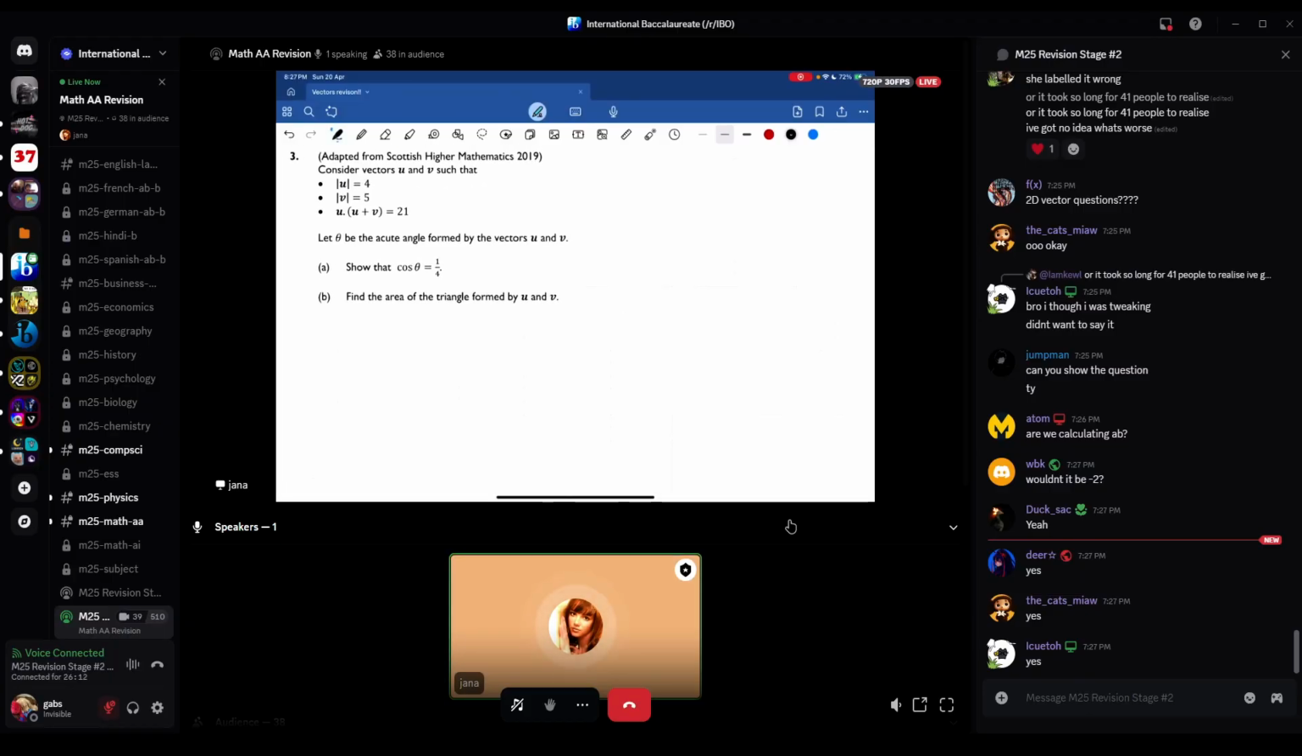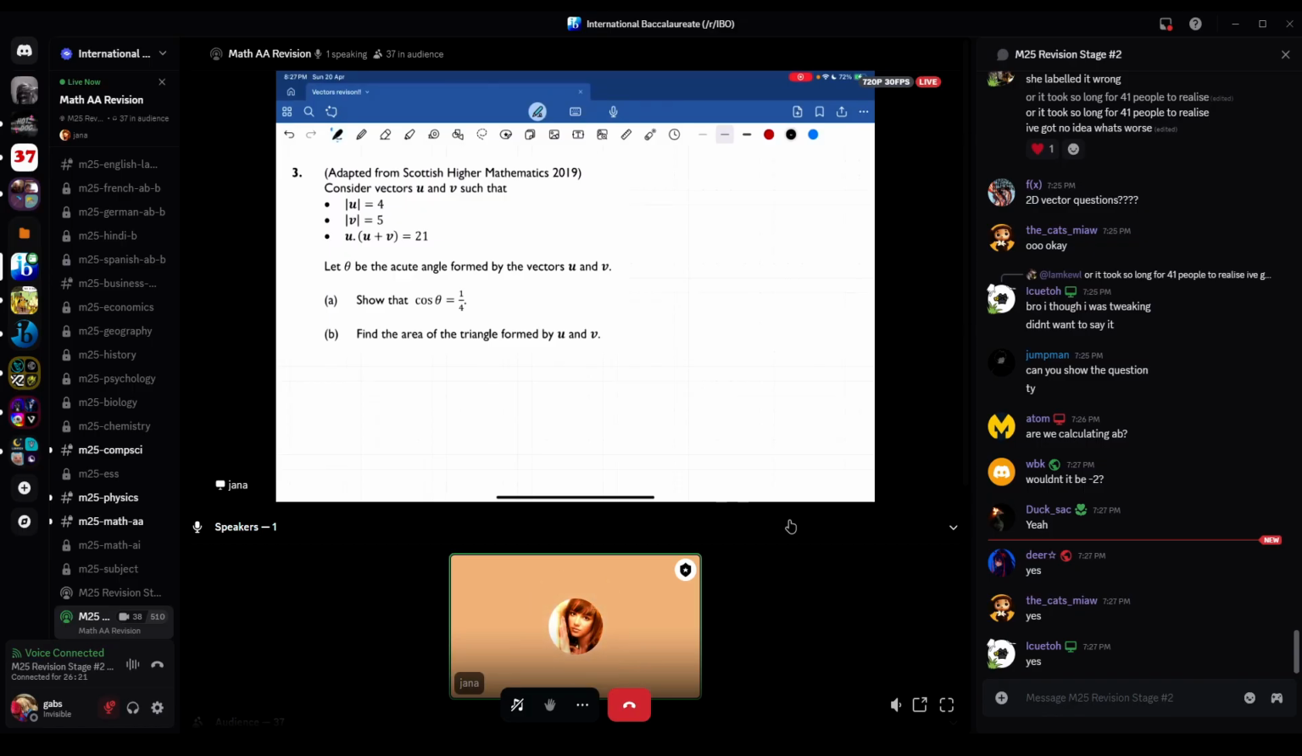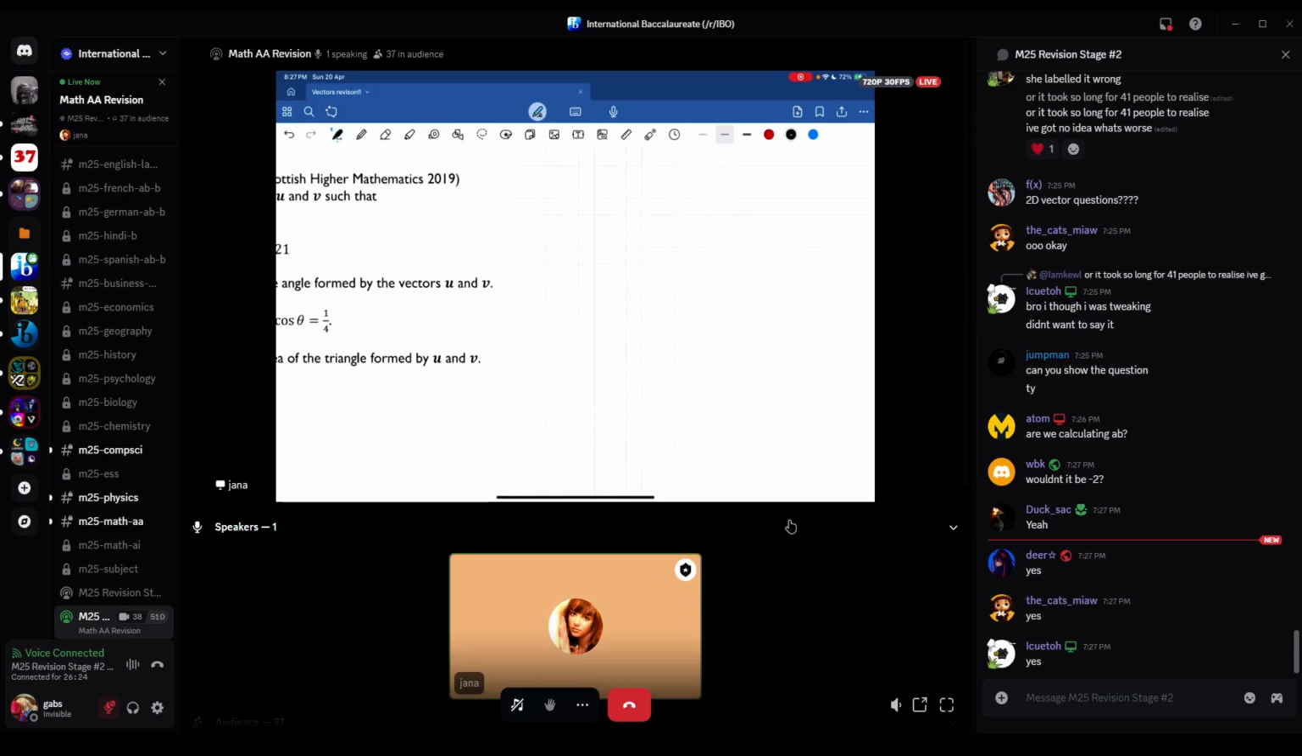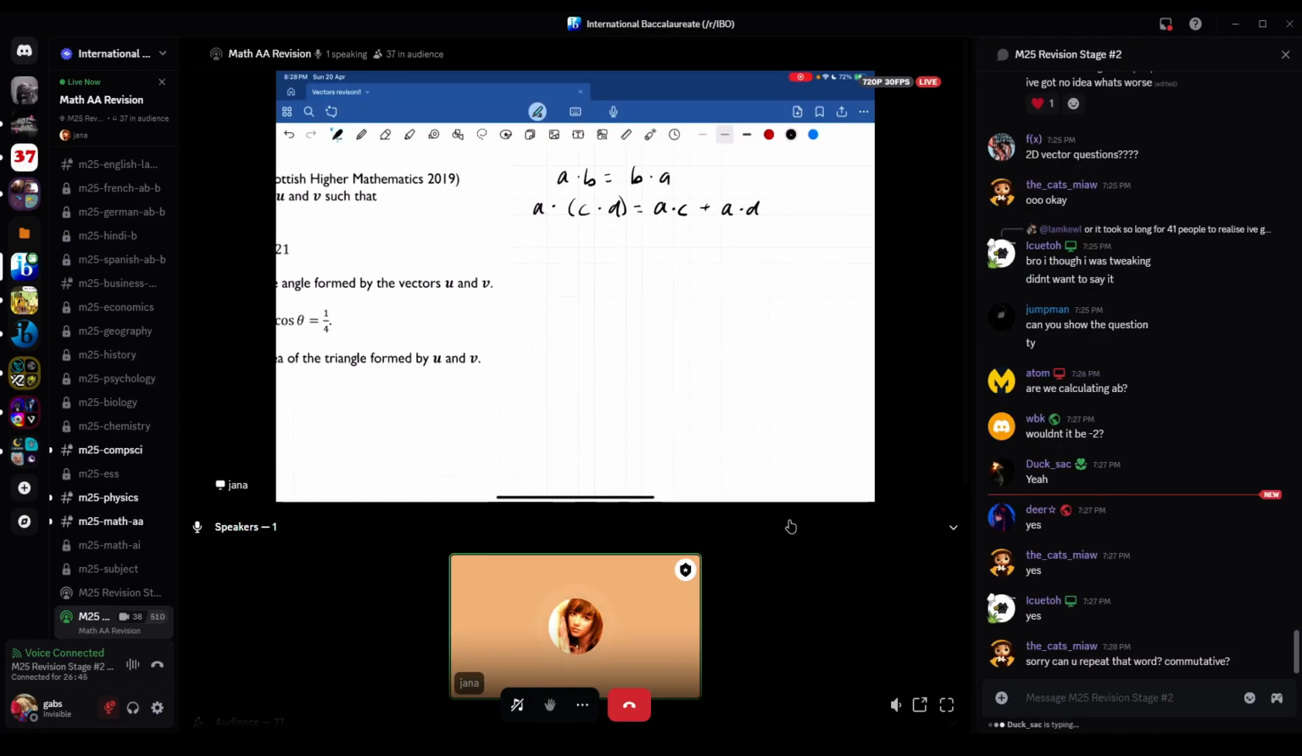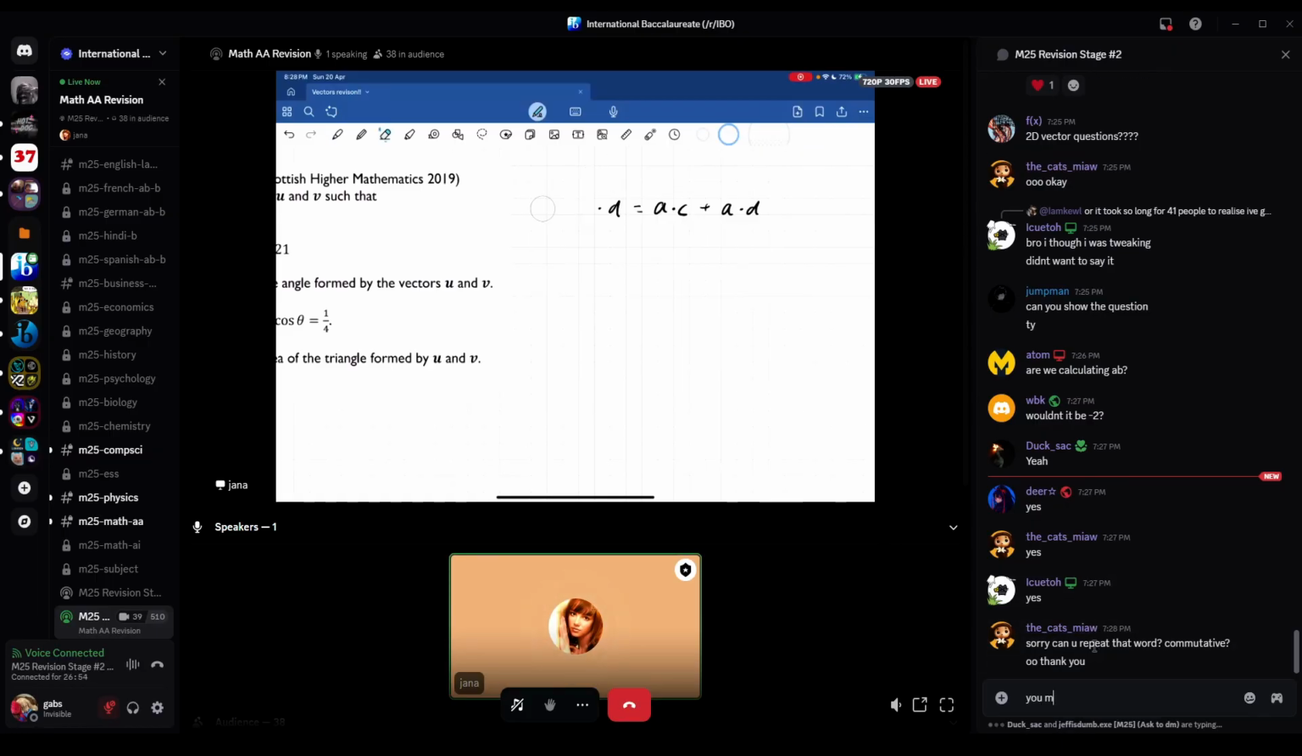So this is one of Andrew's questions off of his mock. And I think it gives us a fun little reminder of how the dot product works, because remember that the dot product is commutative. So if we have A dot B, it's the same thing as B dot A, and it's also distributive. Commutative just means that it doesn't matter what order it's in. That's all it means, right?